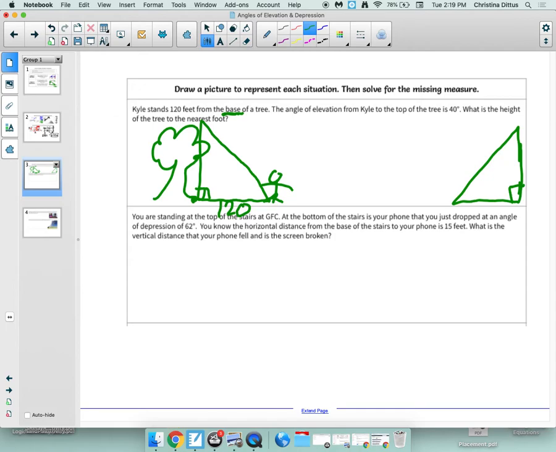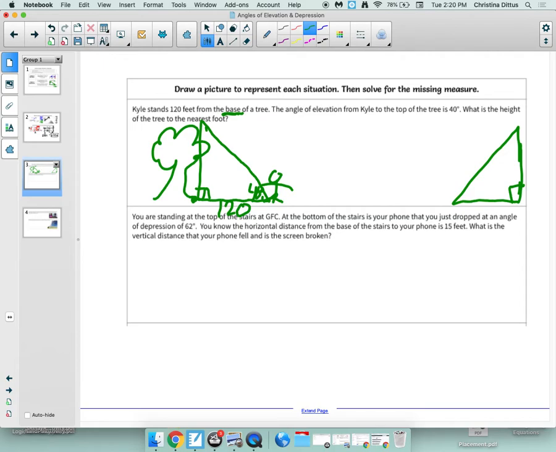The angle of elevation from Kyle to the top of the tree is 40 degrees, so that's obviously an angle measure. Should I put the angle at the bottom or at the top? At the bottom. Elevation, so he's looking up. Like I said, 99.5% of the time your angle is going to be down here. The only reason I don't say it's 100 is because if it happens, you guys will kill me.